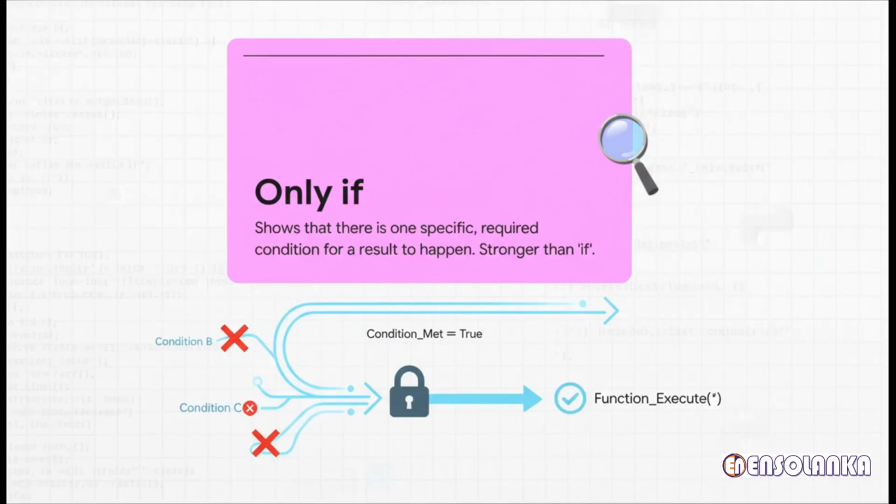Okay, now what if there's only one single strict requirement for something to happen? Your go-to tool for that is only if. It's way stronger than just if. It basically says, this is the only way. There are no other options.